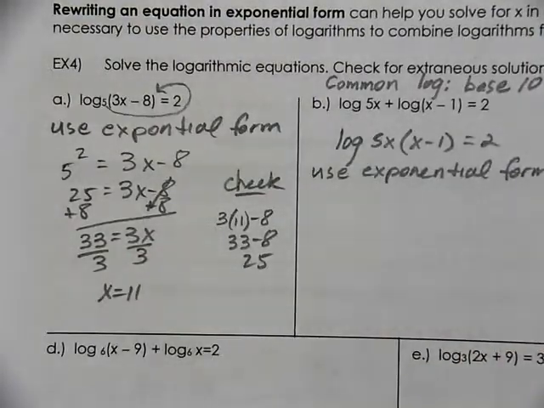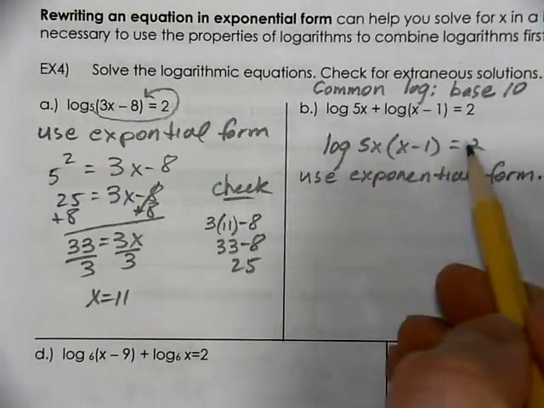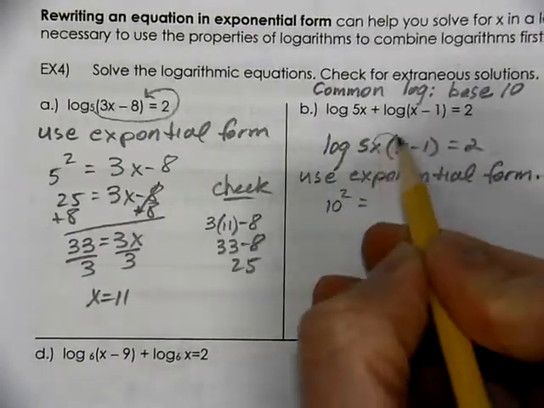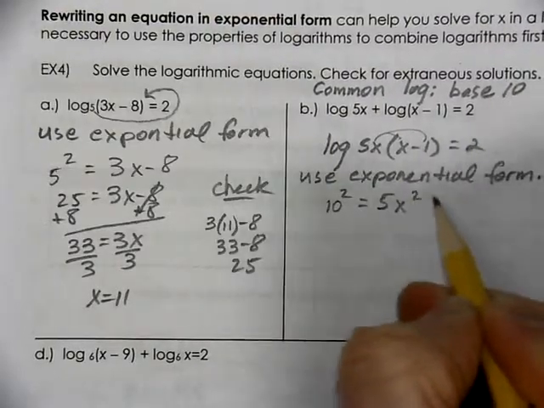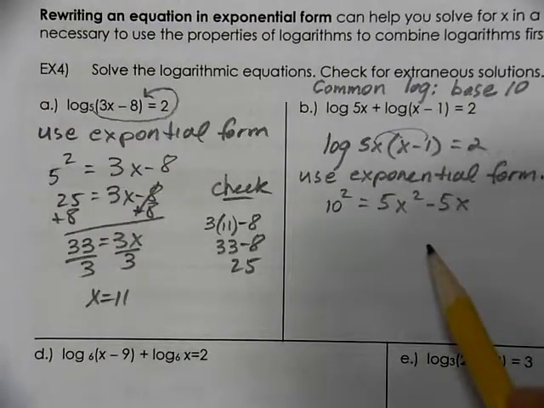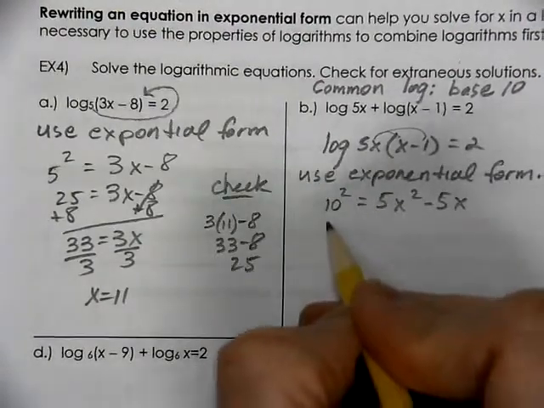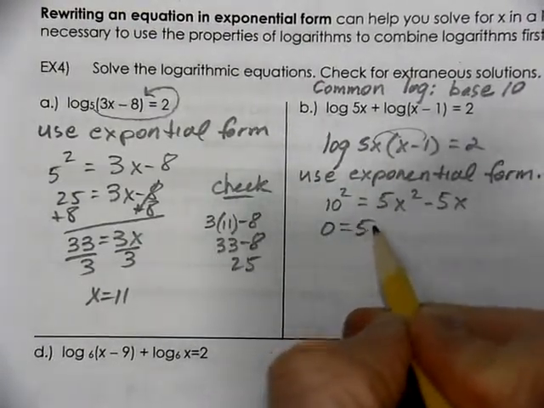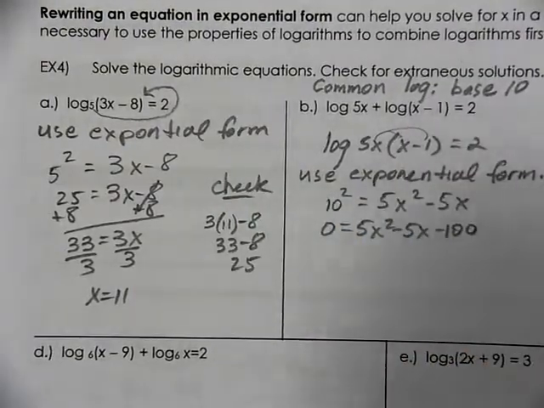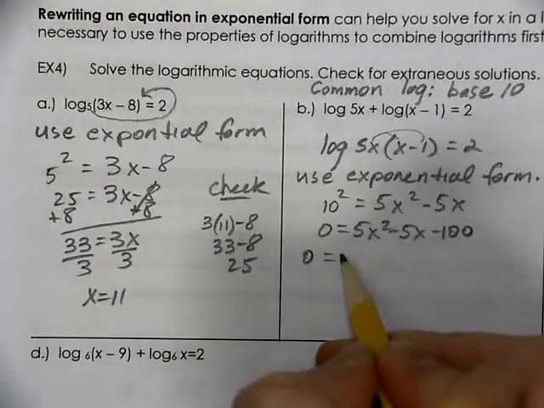Now we're going to use exponential form, because we know what the logarithm equals, and what it equals is a whole number. So 10 squared equals, we'll distribute that through to get 5x squared minus 5x. Now if you have an x squared and an x, an a value and a b value, then you need to get it equal to 0 on the other side. So we're going to subtract the 100 to the other side. 10 squared is 100. So this is a quadratic.